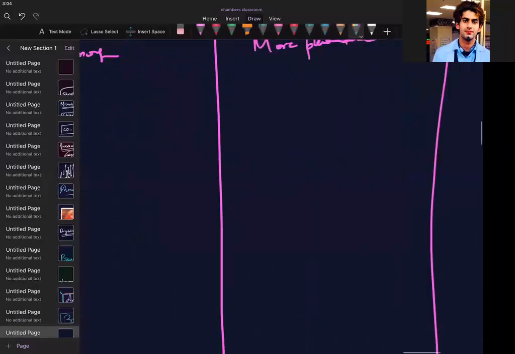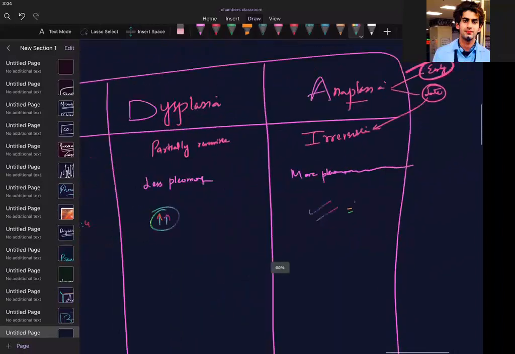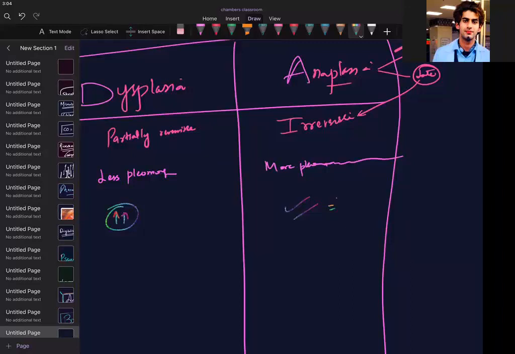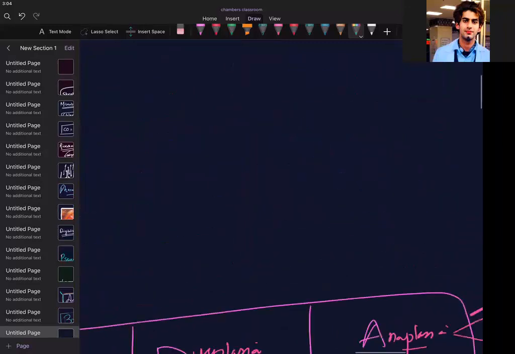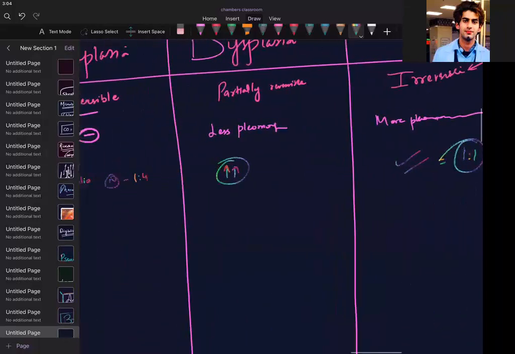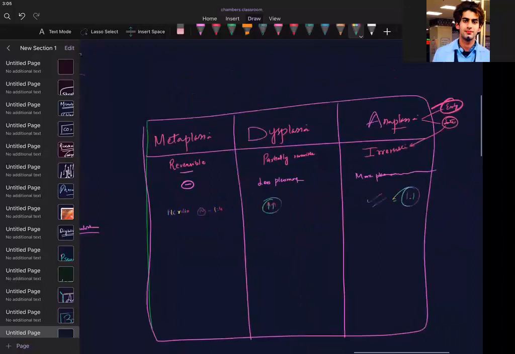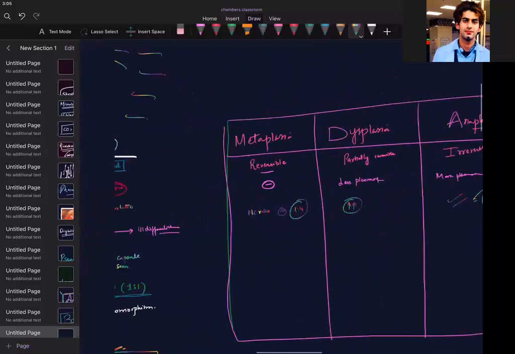Pleomorphism is more here because, sir, you are saying it is a reversible change and cells are actually changed. The pleomorphism is high grade, so the NC ratio should be equal to what? If anaplasia is having increased pleomorphism, then the NC ratio should become 1:1, from the previous discussion. 1:1, isn't it? Fine. My dears, are we clear? Here I wrote 1:4 because I taught you the beginning.